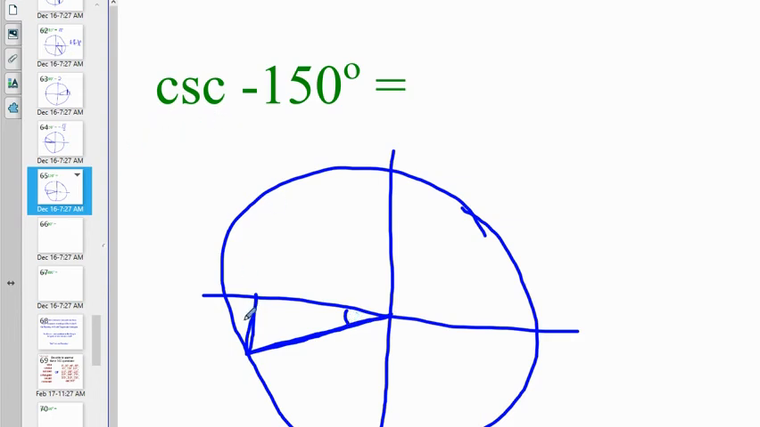Cosecant's the reciprocal of sine. So the sine value, sine of, excuse me, negative 150 degrees, that is the vertical component. That would be negative 1/2. And so cosecant is the reciprocal of that. We've got negative 2.